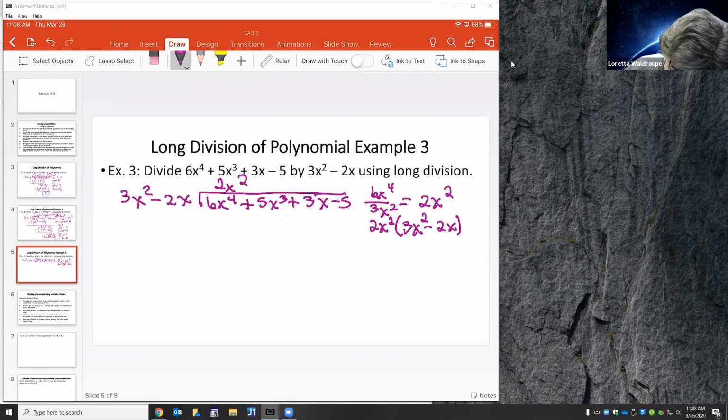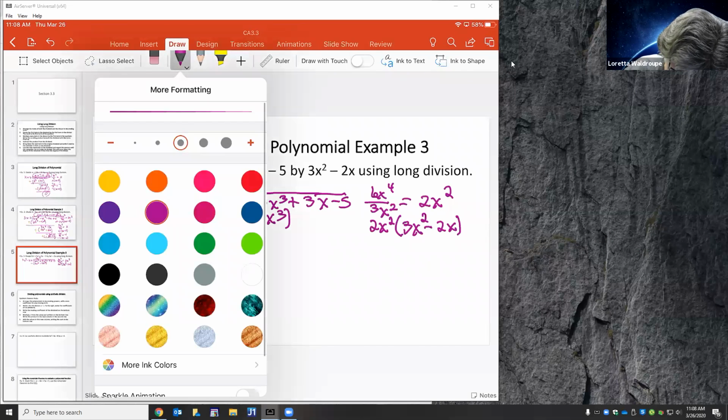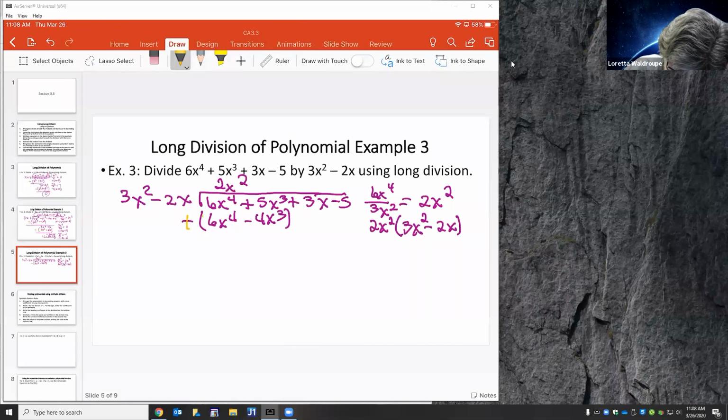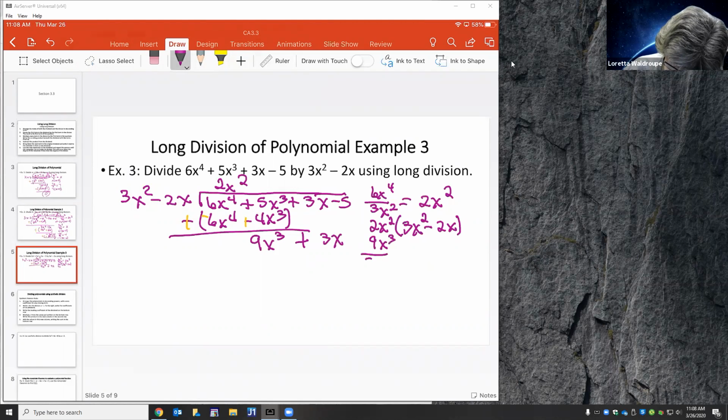That gives us 6x to the 4th minus 4x cubed, but we're subtracting, so we need to change our signs here. So now I have 9x cubed plus 3x as my next term. So what is 9x cubed divided by 3x squared?